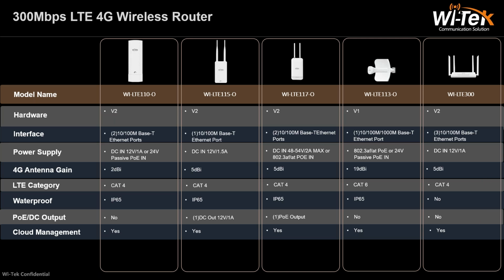Okay, these are the parameters, and this is the indoor type. This is the outdoor type, with no Wi-Fi or with a Wi-Fi module, and the download and upload category is Cat6. The other one is Cat4.